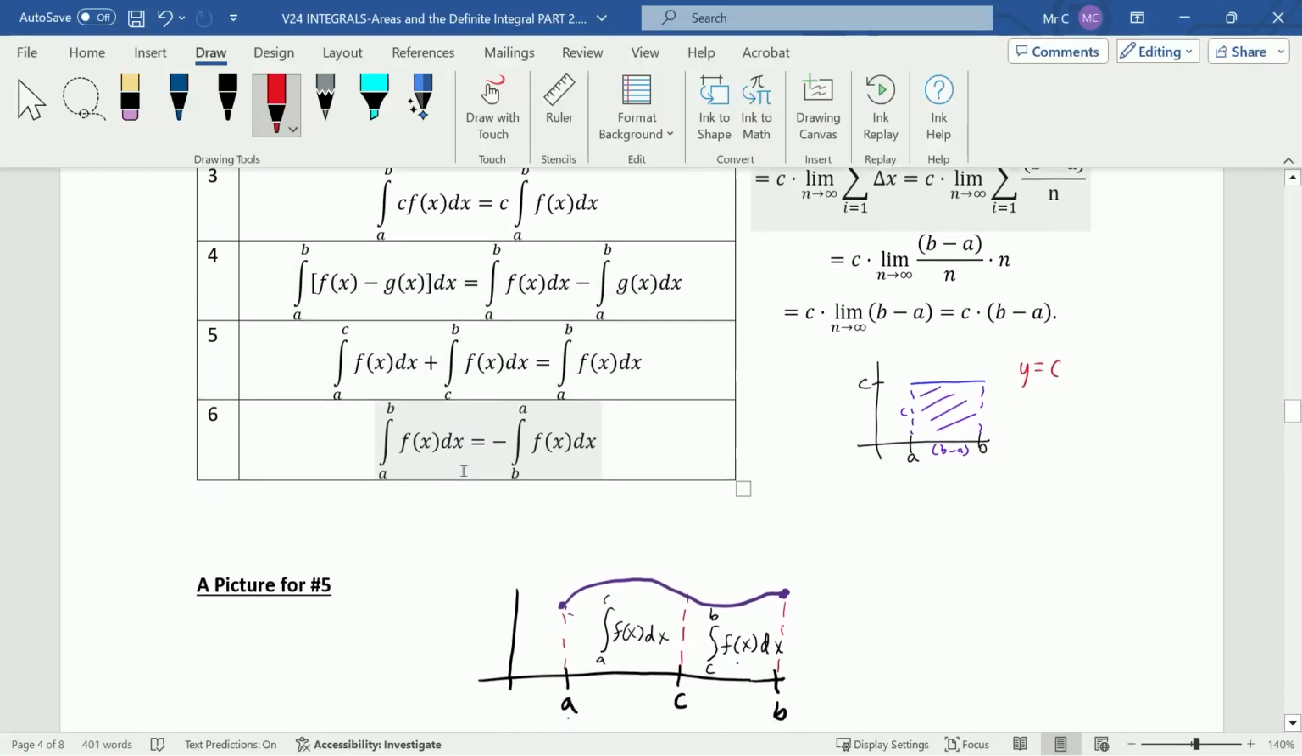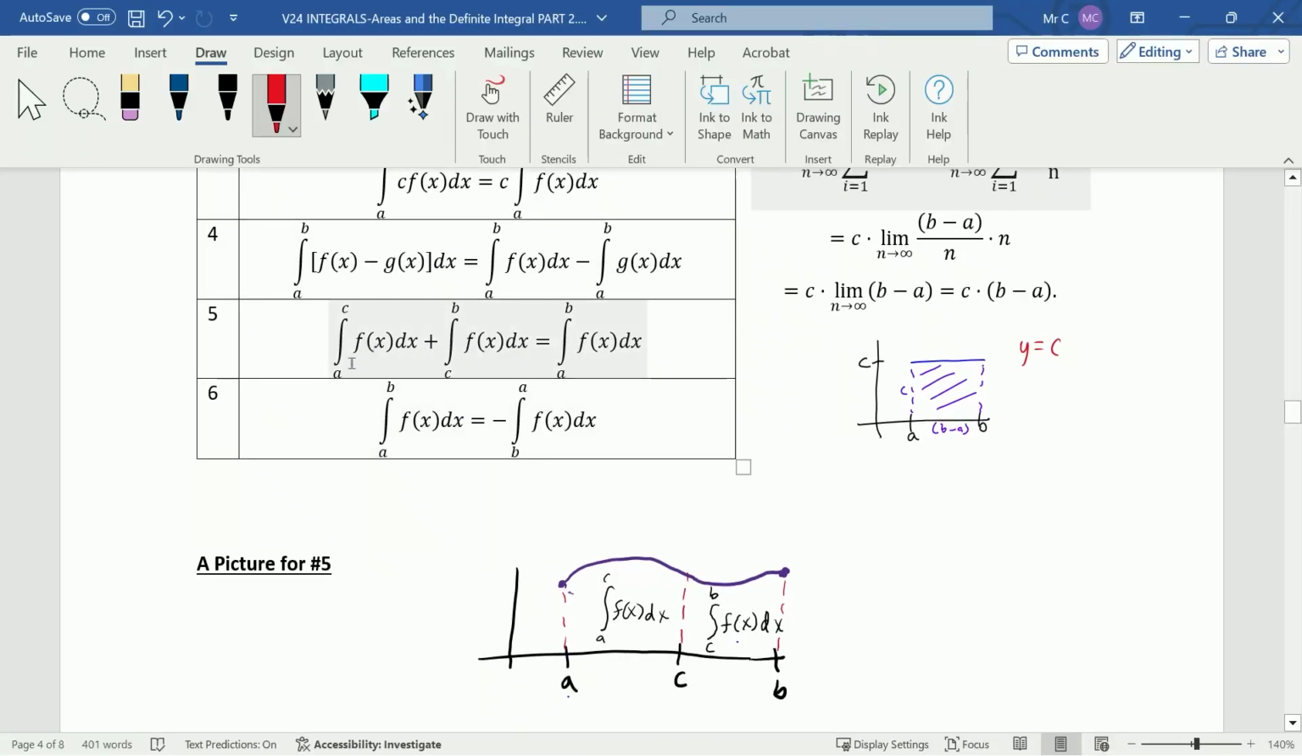Now, these last two are a little different. The fifth one here says the integral from a to c of f of x dx plus the integral from c to b of f of x dx is the integral from a to b of f of x dx. So here, we've drawn a little picture. c is just some point in between. If you take the integral from a to c and add the integral from c to b, what you get is the area all the way from a to b, which is the integral from a to b of f of x dx.